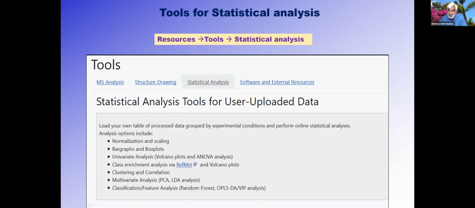You can do clustering and correlation, very much used in lipidomics analysis. You get thousands of lipids. You want to know, for example, can I cluster these into some groups based on, for example, the quantitative values? Can I cluster them together or by some functional categorization? So we'll tell you a little bit about clustering and correlation. Then your multivariate analysis, a very useful tool.